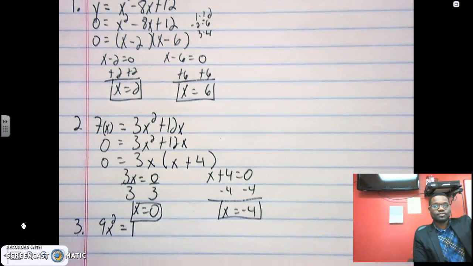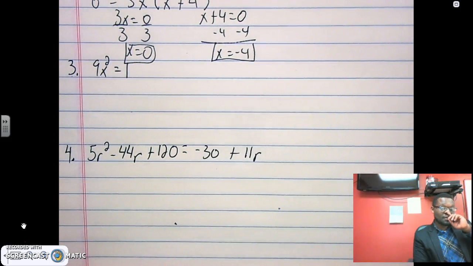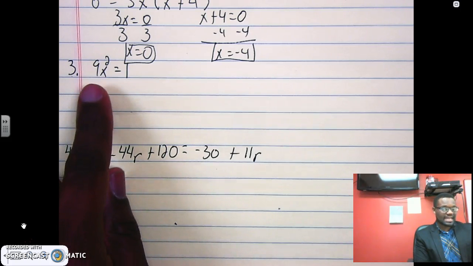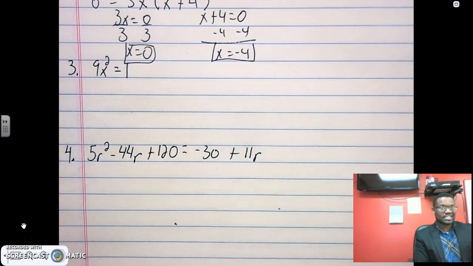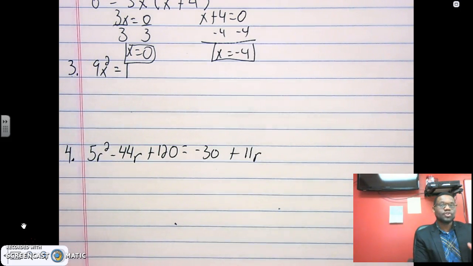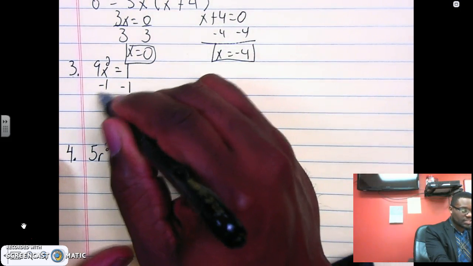Okay, let's keep moving. Number 3. Notice that number 3 does not have a y or an f of x at all. But step number 1 is always set your equation or function equal to 0. So in this case, I got 9x squared equals 1. How do I set this equal to 0? Do I just make the 1 0 or the 9x squared 0? No, I make 0 by moving everything to one side.